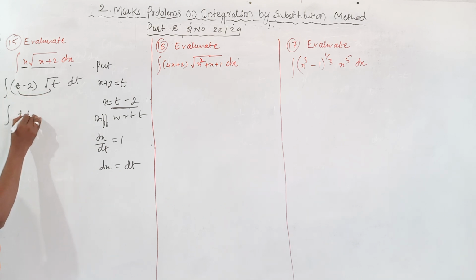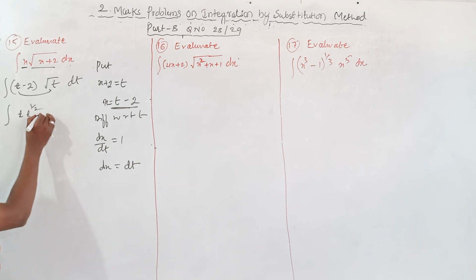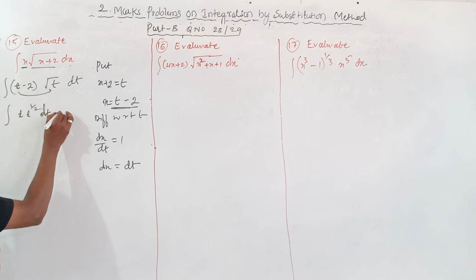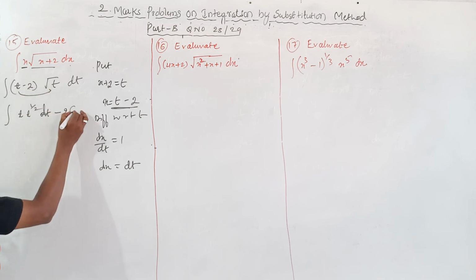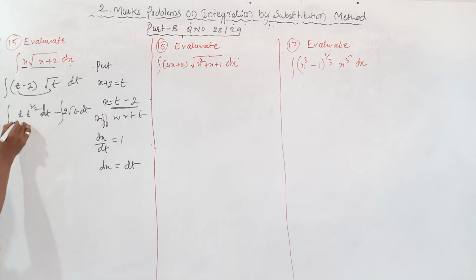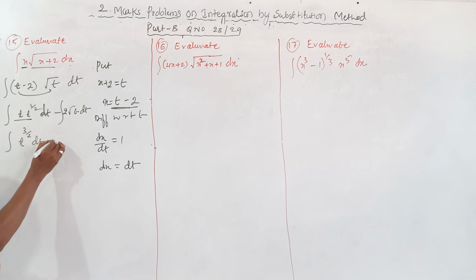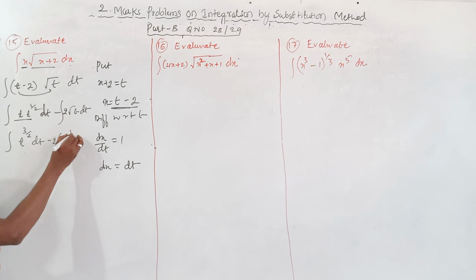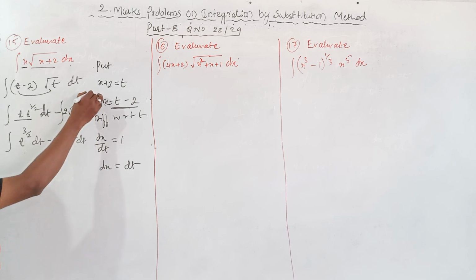t into root t can be written as t raised to 1 by 2 times t, so the base is the same, add the powers: t raised to 3 by 2 dt, minus 2 times the integration of t raised to 1 by 2 dt. Because 2 is a constant, take the constant outside.